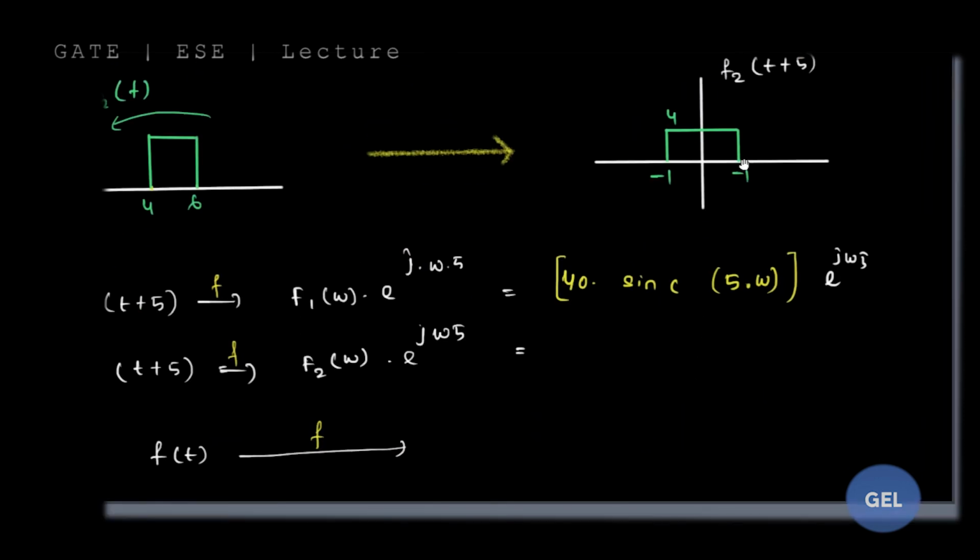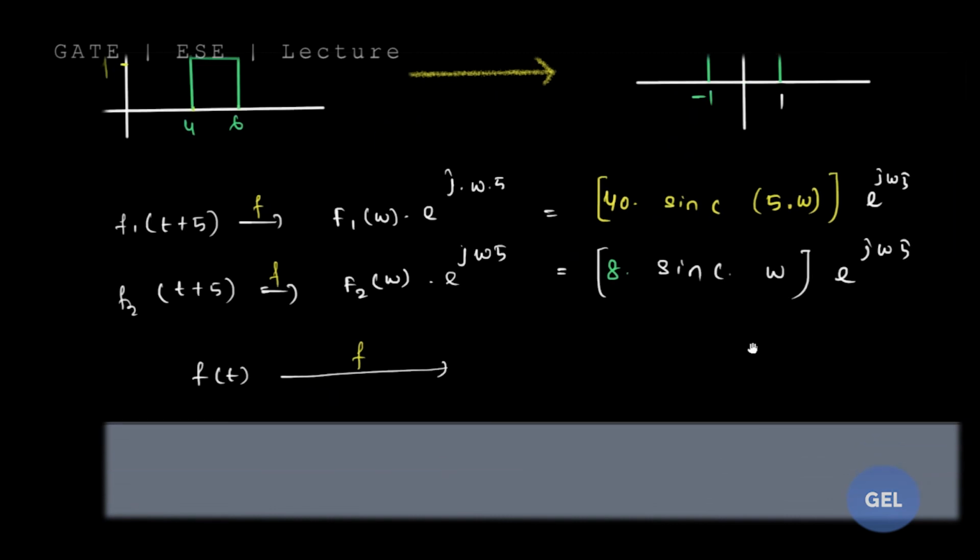Now similarly for this thing, you can also write down the equation. The area will be 4 into 2, that is 8, into sinc of width by 2, that is 1 into omega, that is omega, whole into e to the power j omega 5.